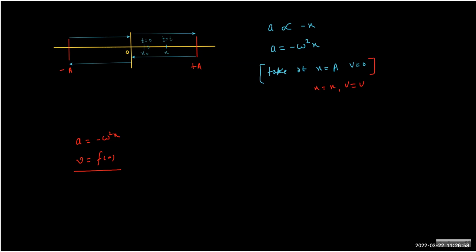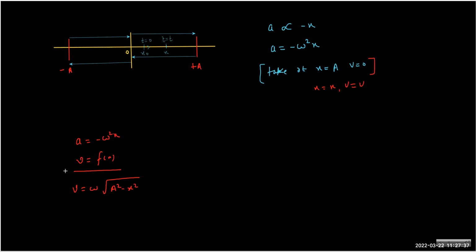Initially, you take not x equals a. If x equals a, whenever x is a, v is 0, so that's like a limit. You know the answer. And the upper limit you can take as random values like x and v, and then solve it. I got the answer. Oh, you got the answer. Tell me what is velocity? V equals omega under root a square minus x square. Very good. That's the correct answer.